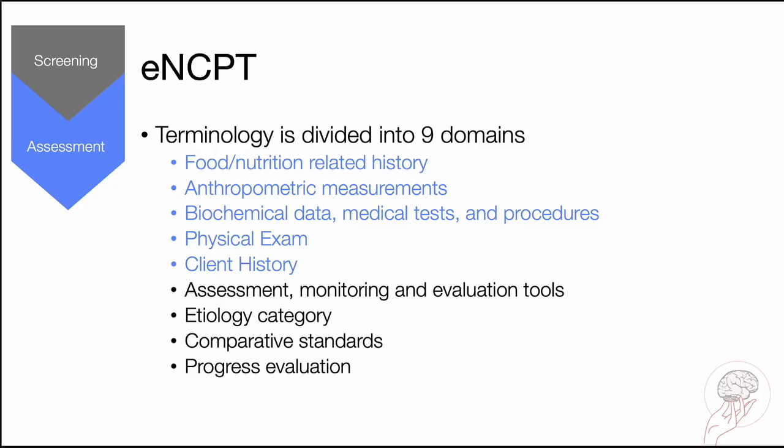So the terminology for dietitians is divided into 9 domains: food and nutrition related history, anthropometric measurements, biochemical data, medical tests and procedures, physical exam, and client history. And as you can see, these are all highlighted blue. These are all the ones that are related to assessment. But we also have assessment monitoring and evaluation tools. We have the etiology categories, comparative standards, and progress evaluation. So we have terminology for the entire nutrition care process.